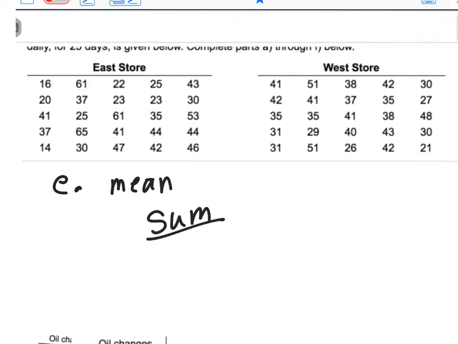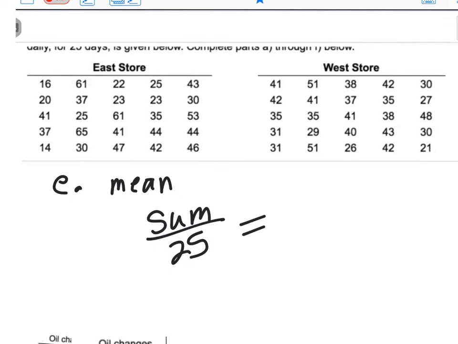So in this case, we've got 25 numbers in each data set. So we're going to add them together and we're going to divide by 25. This is where I know it's a big data set. It's kind of a pain in the tail, right? Because it's really easy to make mistakes. So please take your time, double check yourself.